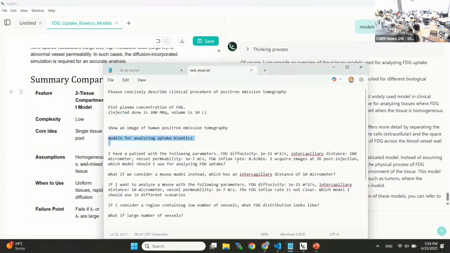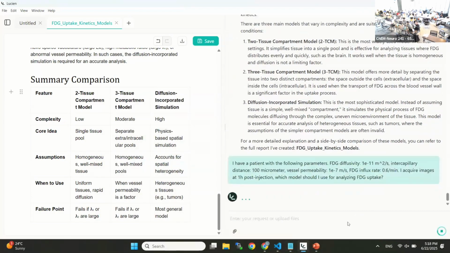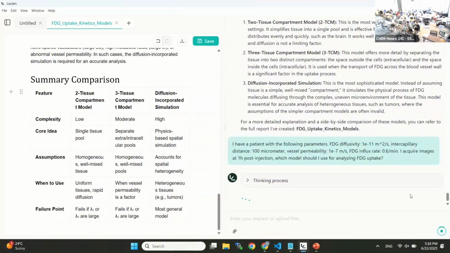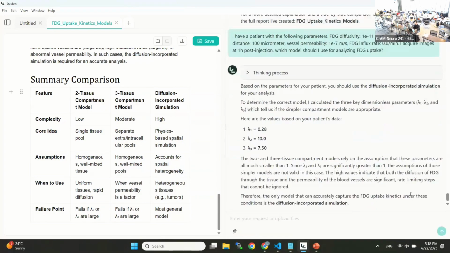Next, we want to ask, what if we input the parameters of the patient? What models can we choose? Now I input the physiological parameters of the patient, and I tell the AI I will take images one hour after the injection. Then it analyzes the criteria that we defined. It finds that lambda2 is 10, larger than 1, and also considers the value of lambda3. So it tells us we should use the diffusion-incorporated simulation, although it's computationally expensive.